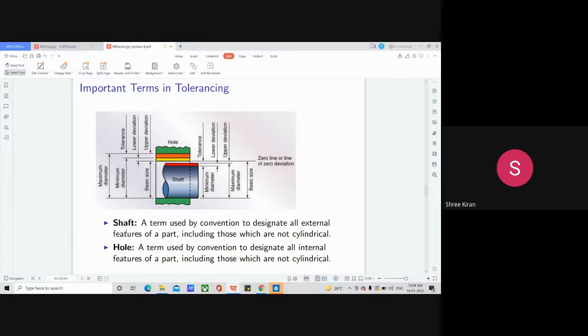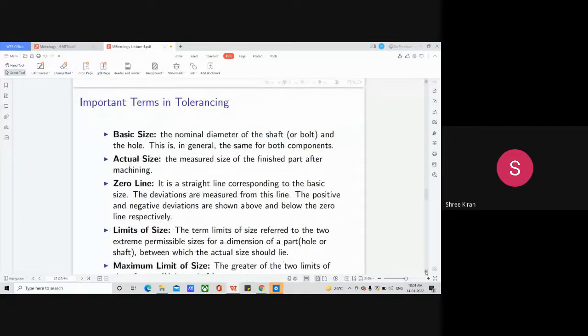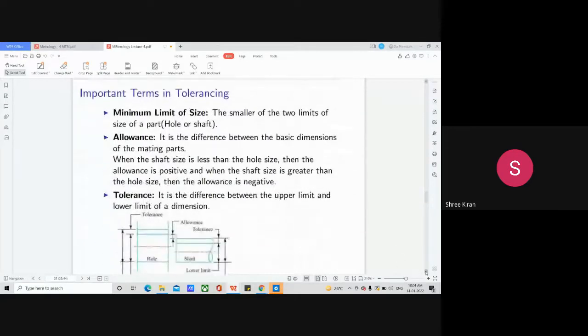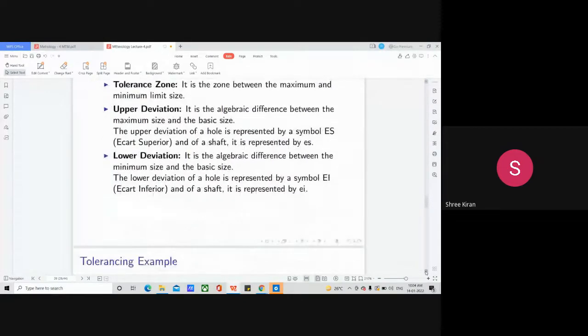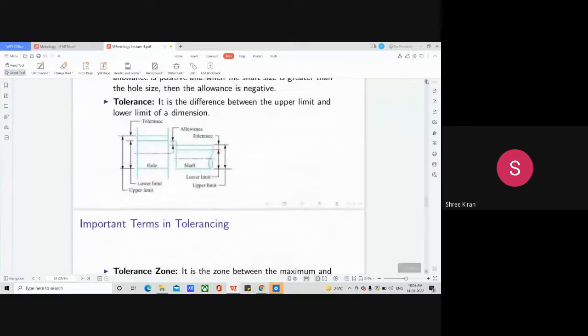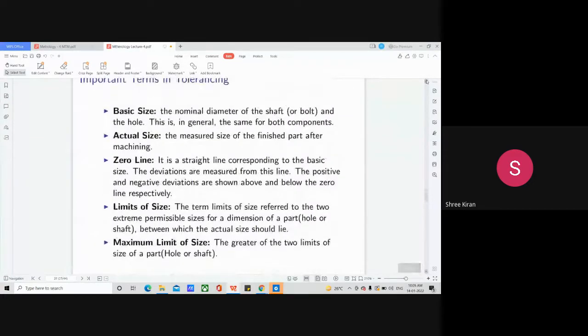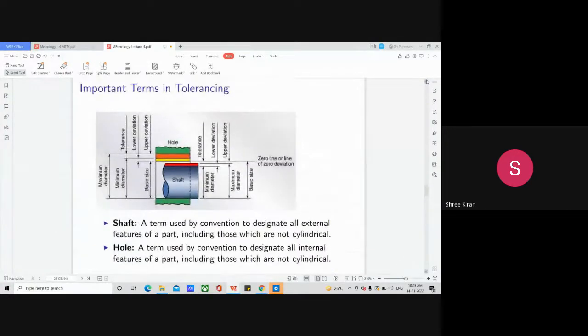The important terms we will be discussing are the shaft, then the hole, then basic size, actual size, zero line, limits of size, maximum limit of size, minimum limit of size, allowance, tolerance. Then tolerance zone, upper deviation, lower deviation. All this will be represented in that figure. You need not write a definition, you can just note down the important terms in tolerancing and the names, and if possible draw the figure also, so you will have an idea. All those slides will be shared and my videos will be recorded. The first important term in tolerancing is the shaft.